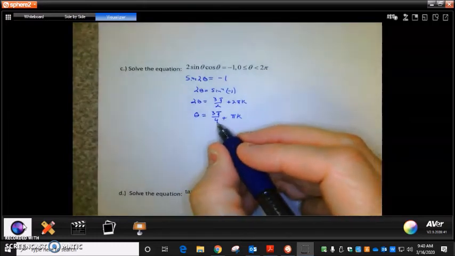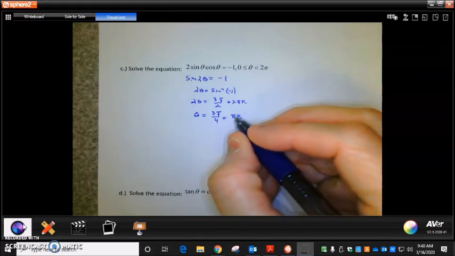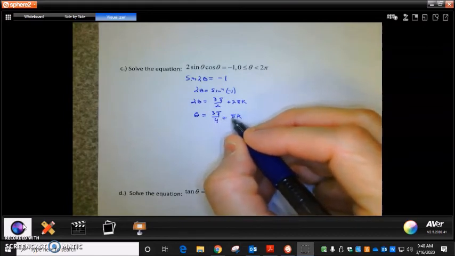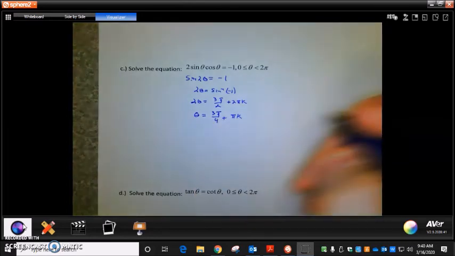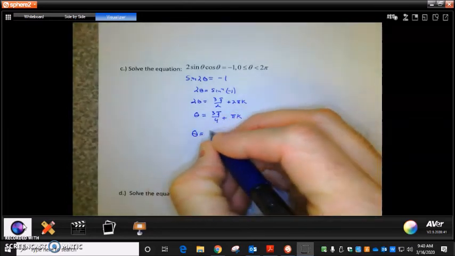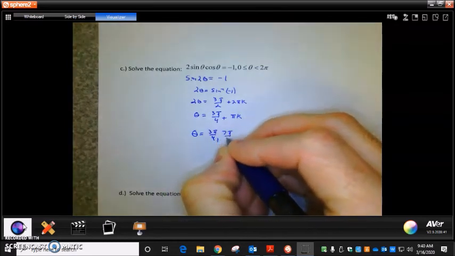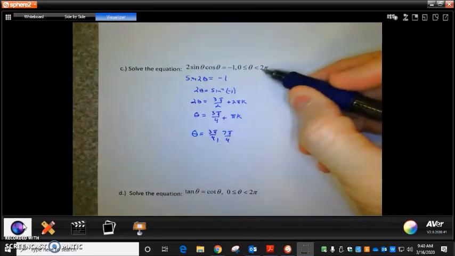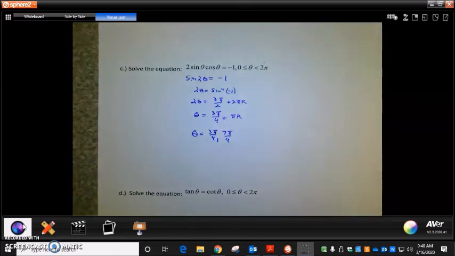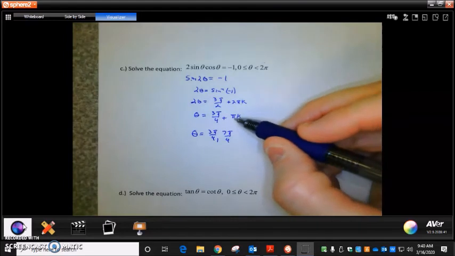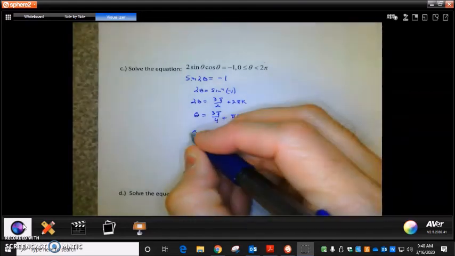So this is one of my angles, 3 pi over 4. If I add pi, so if I think of that as 4/4, if I add 4/4 to 3/4, I'm going to get 7/4. So I've got 3 pi over 4, and I've got 7 pi over 4, which is less than 2 pi, so it's within the range of values that I want. But if you add another pi, you'll get 11 pi over 4, which is too big.